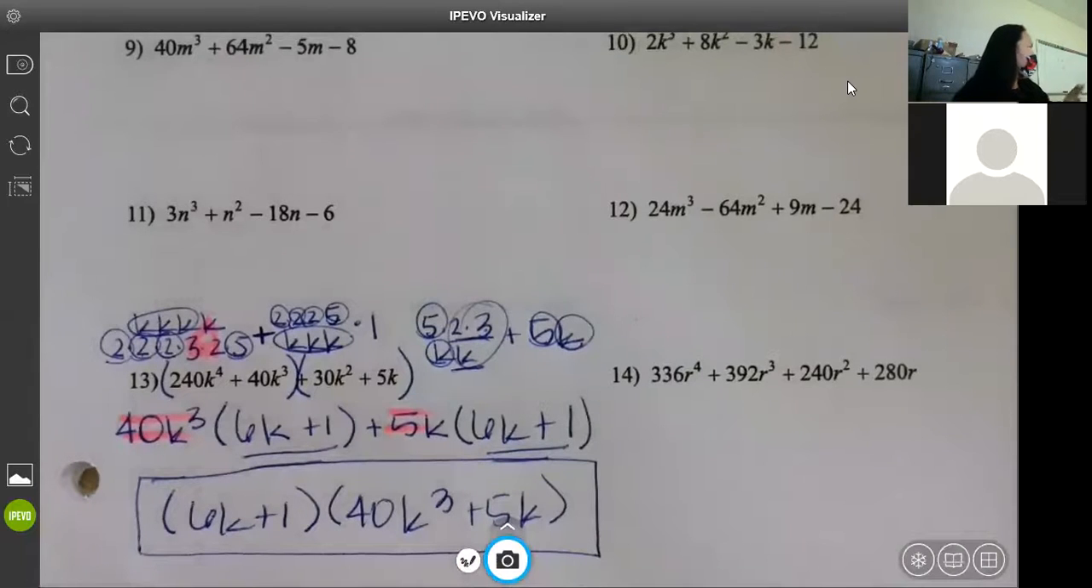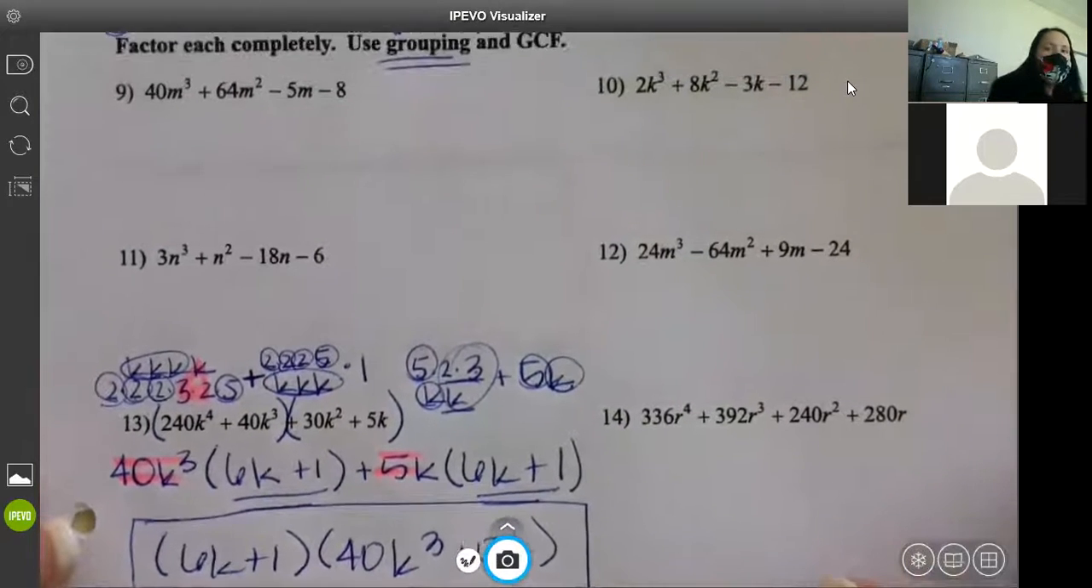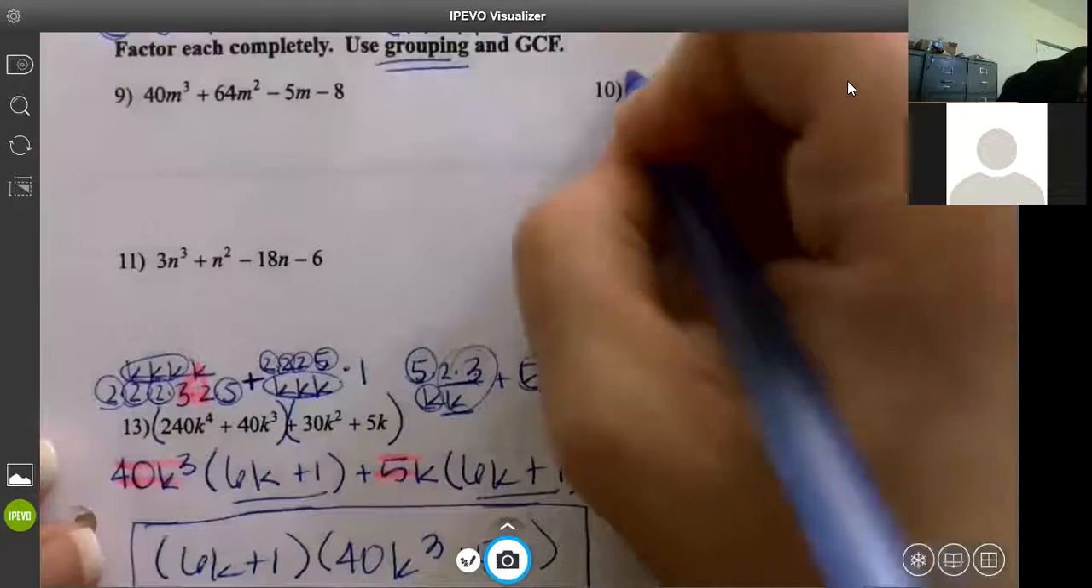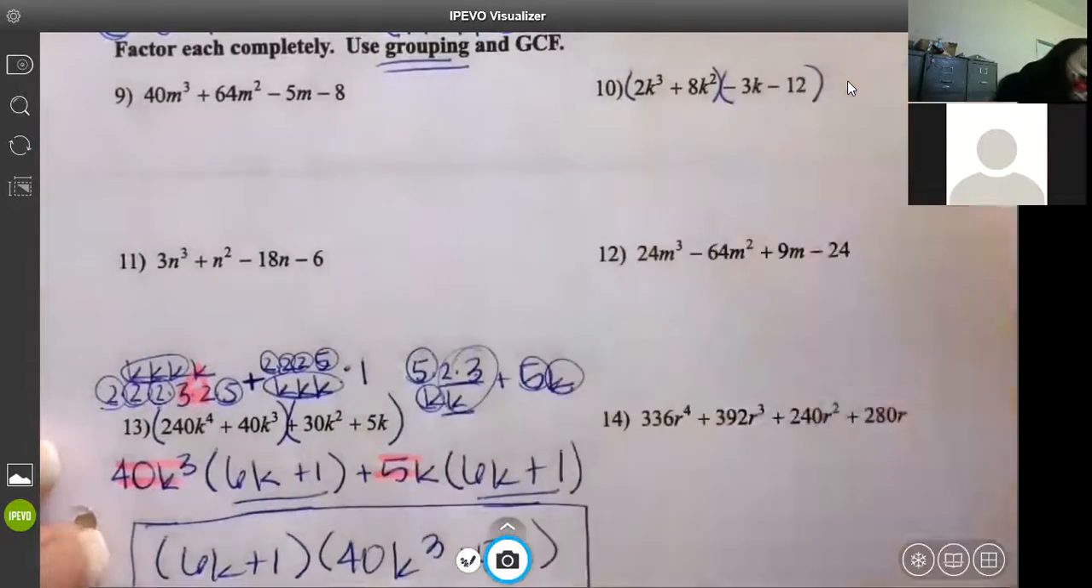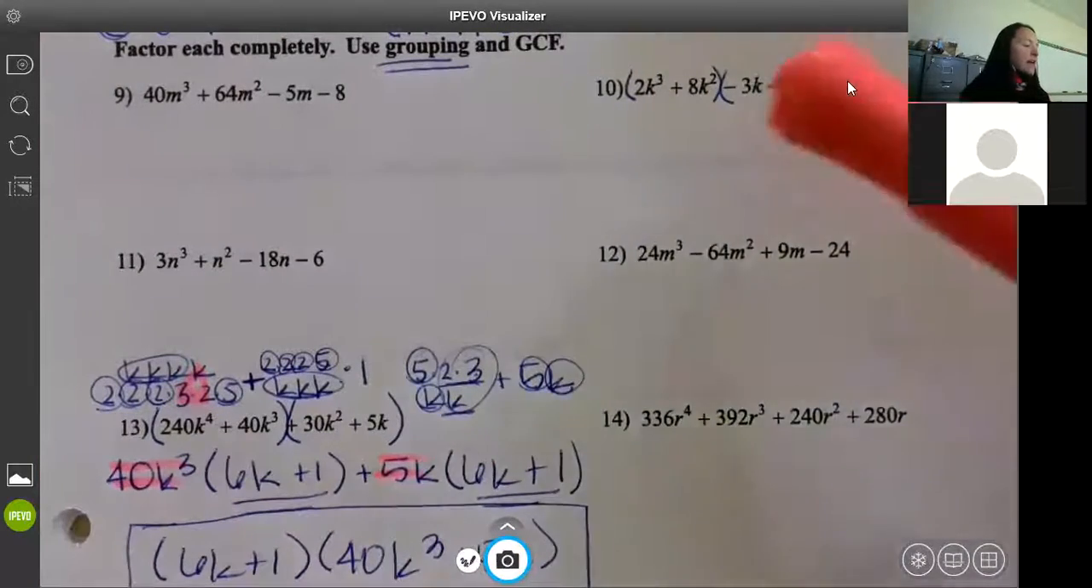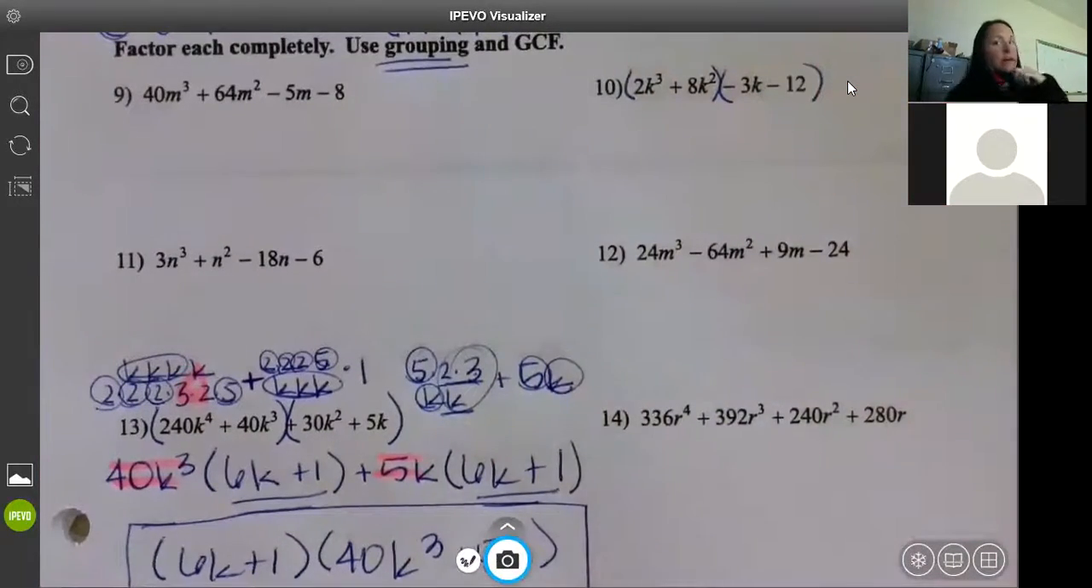These two are the worst, okay? So not hard, they just take some time. So they're the worst time-consuming problems. All right, I'm going to go up to number 10. Number 10 just has some negatives with it. It's not a problem. Remember, we're going to group first 2 and the last 2, and I like to keep that next to last sign with that term it's with, okay?